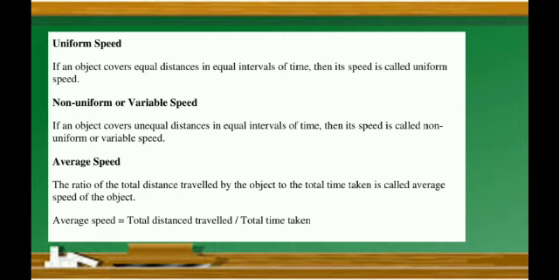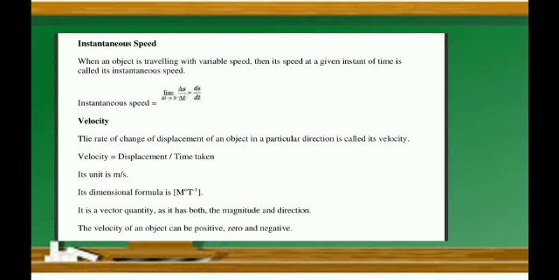Average speed: the ratio of the total distance traveled by an object to the total time taken is called the average speed of an object. Average speed is equal to total distance traveled by total time taken. Instantaneous speed: when an object is traveling with variable speed, its speed at a given instant of time is called instantaneous speed. Instantaneous speed is equal to limit delta t tends to 0, delta s by delta t, which is equal to ds by dt.